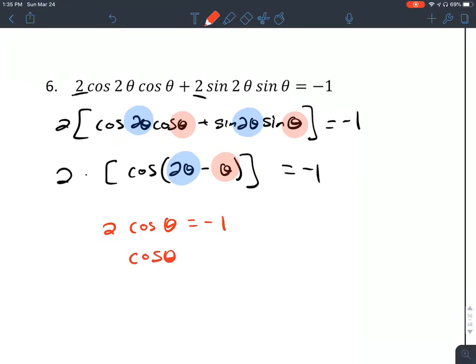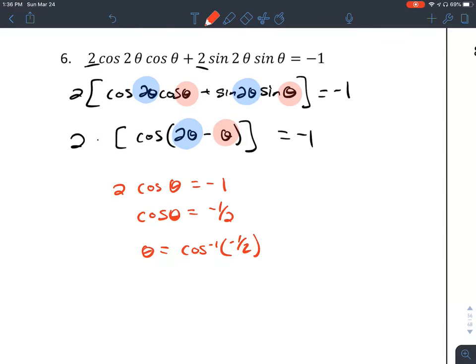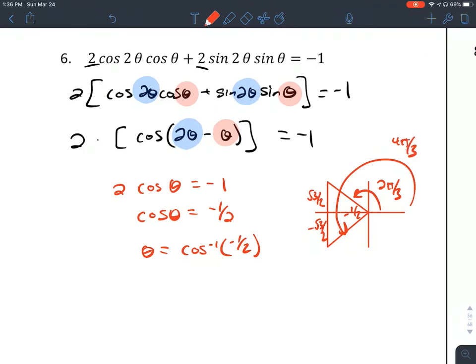Well, that means that cosine of theta is -1/2. So theta is cosine inverse of -1/2. When is cosine negative? It's negative in quadrants 2 and 3. And if this is -1/2, then that makes the y value plus or minus the square root of 3/2, which makes the reference angle pi/3, which makes this angle 2 pi/3, and it makes this angle 4 pi/3.